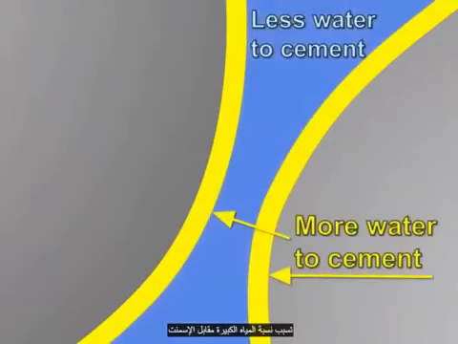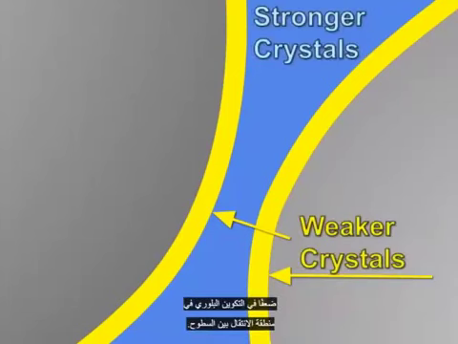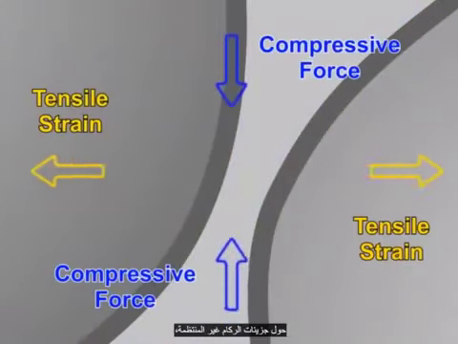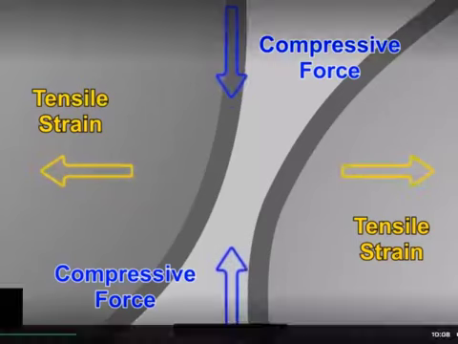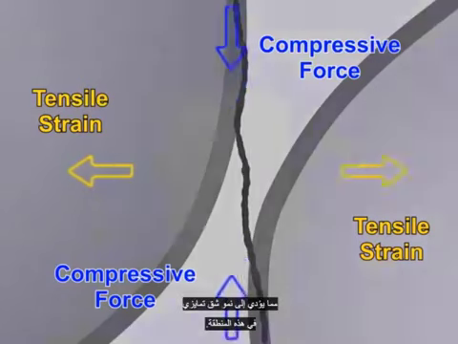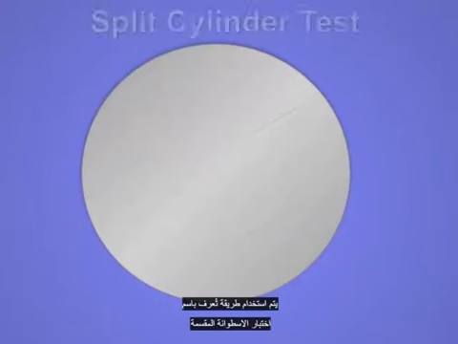The local larger water-to-cement ratio during mixing and hardening in the interface area results in weaker crystal structure in the ITZ. This condition, coupled with the stress concentrations around the irregular aggregate particles, leads to preferential crack growth in this area. To test the tensile properties of concrete, a method known as the split cylinder test is often used.